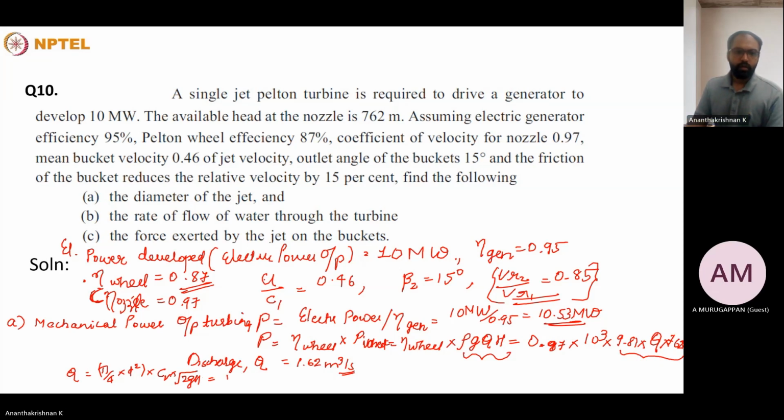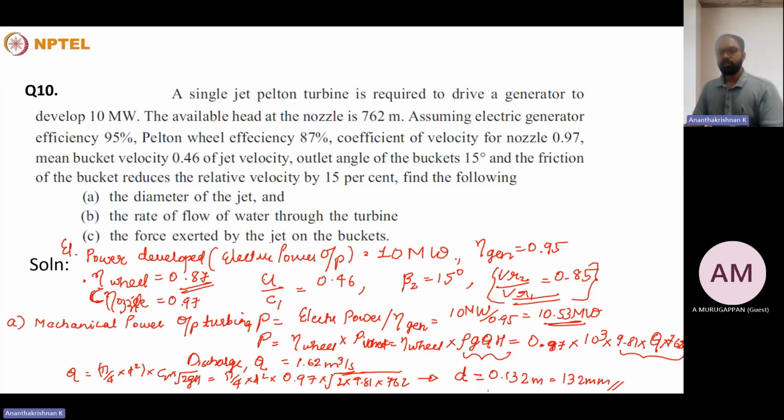Therefore, substituting the values, we'll get the value of the diameter of the jet as 0.132 meters. That is equal to 132 millimeters. So that will be the value of the diameter of the jet. In this analysis we have considered the efficiencies and the coefficients which are available, and using a system level analysis, we have calculated the diameter of the jet.